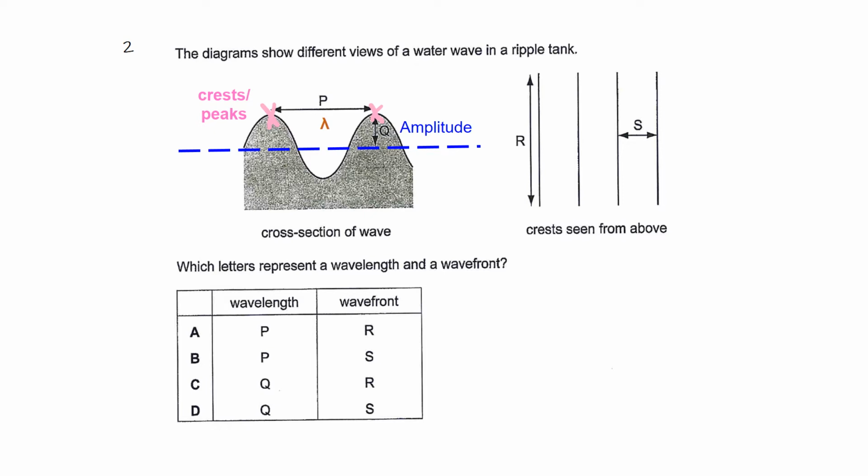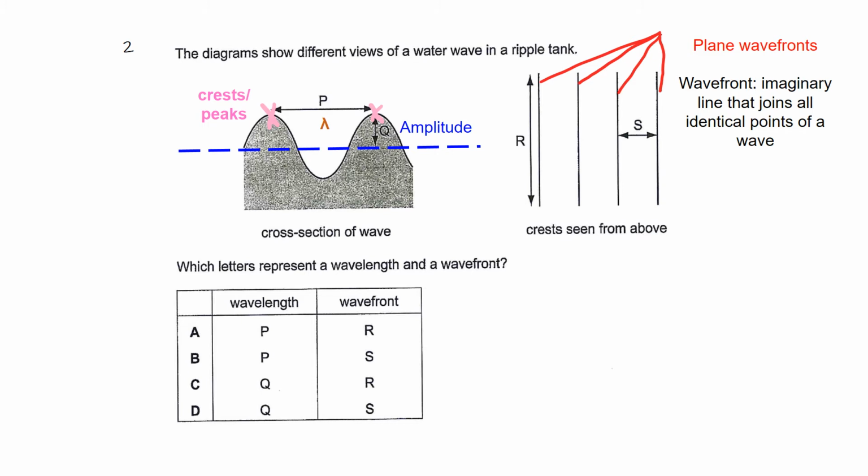We now look at the second figure. The vertical lines given, for example R, are called plane wavefronts as we saw earlier. A quick recap again, a wavefront is an imaginary line that joins all identical points of a wave. And we also learned that the distance between two wavefronts is called the wavelength. Therefore, the letters that represent a wavelength are either P or S, and a wavefront is represented by the vertical line R. So the answer is A.